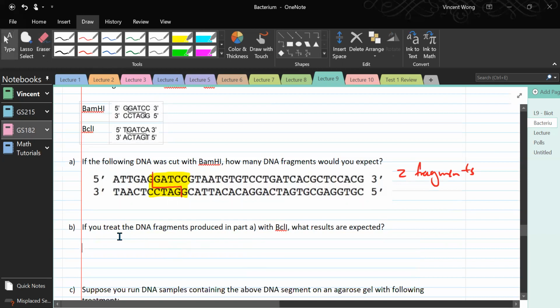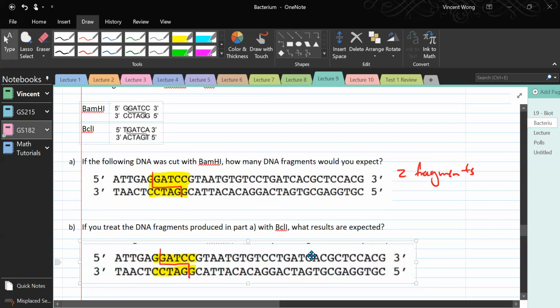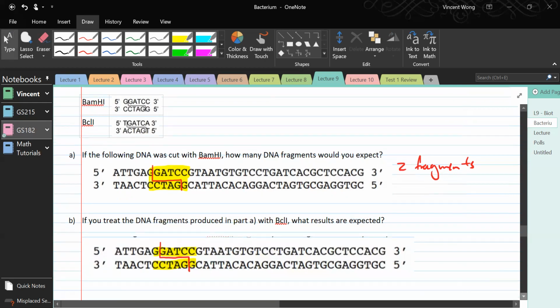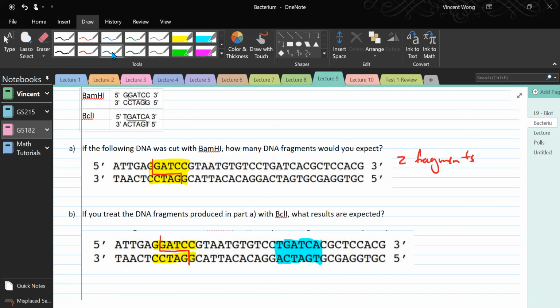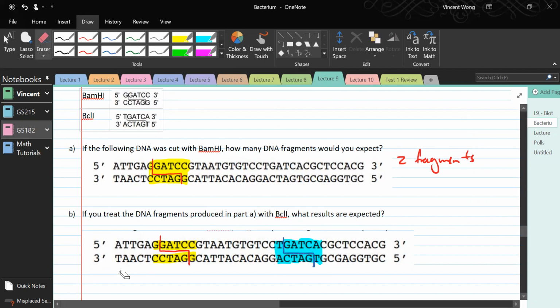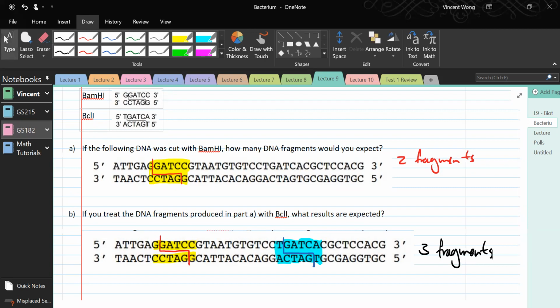And then the next one, if you treat the DNA fragment produced in part A with BclI, what results are you expecting? Okay, so this thing was there before. So that's already cut. And now I'm going to look for TGA, TCA. So TGA, TCA is right here. Okay, and so this would be cut again. Right? No recognition site here. So if you treat it with both restriction enzymes, you will end up having 3 fragments. All right. That's it.